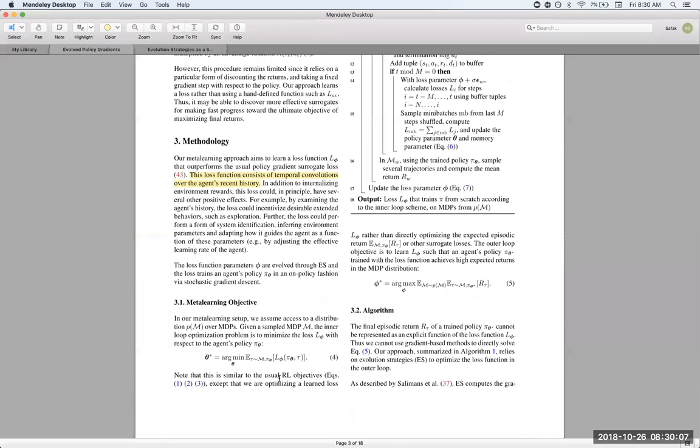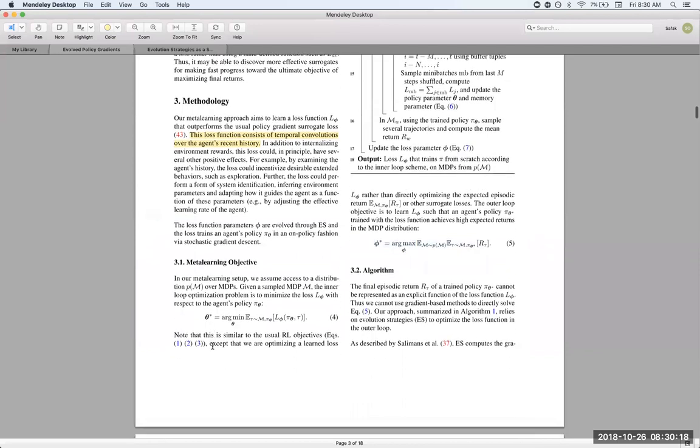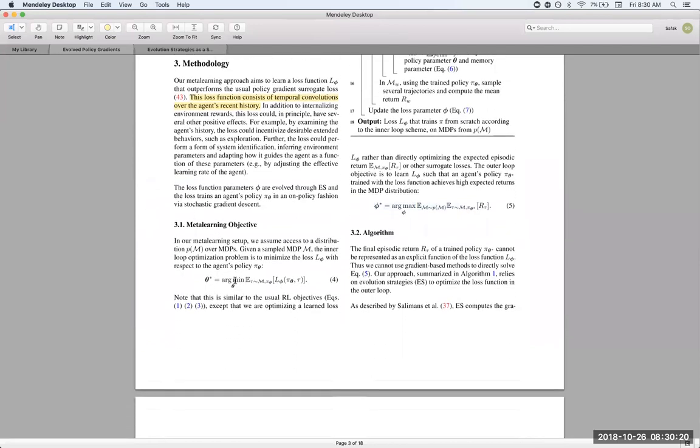Okay. The meta learning objective. These two functions, this one and this one, basically define the two nested loops. We assume access to a distribution P of M over the Markov decision process. So given a sampled MDP, the inner loop optimization problem is to minimize the loss with respect to the agent's policy, pi.